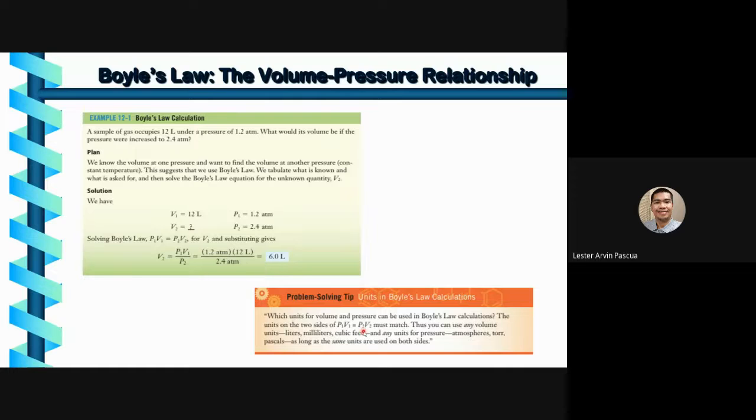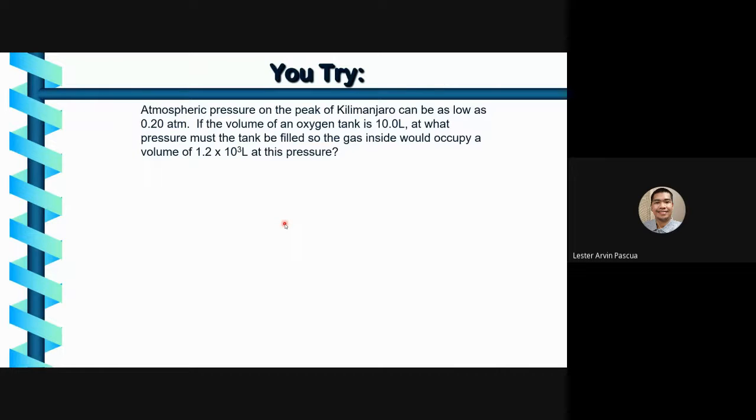So anong units ang gagamitin mo? Basta make sure na same ang units na ginagamit mo para mag-cancel out din sa dimensional analysis mo yung atmosphere. So just make sure that you're using the same units. Kasi kapag ang given mo, yung isa ay mmHg or millimeter mercury, tapos yung isa ay atmosphere, kailangan pa mag-convert ng times 760, di ba? Using the conversion factor. So, you try. Okay, so this is for you to try na. Pag pinost ko na lang yung PowerPoint.